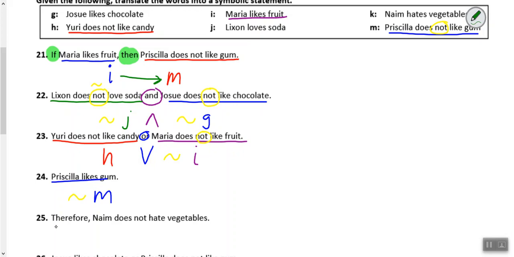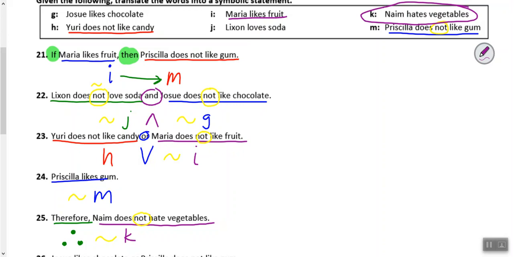Okay, last one I'm going to do with this video, 25. So therefore, there are my three dots in a triangle. So therefore, and I have name does not hate vegetables. But up here in my bank, it tells me in K, name hates vegetables. So we have this added word of not. So we'd have to do a squiggly line and then K.